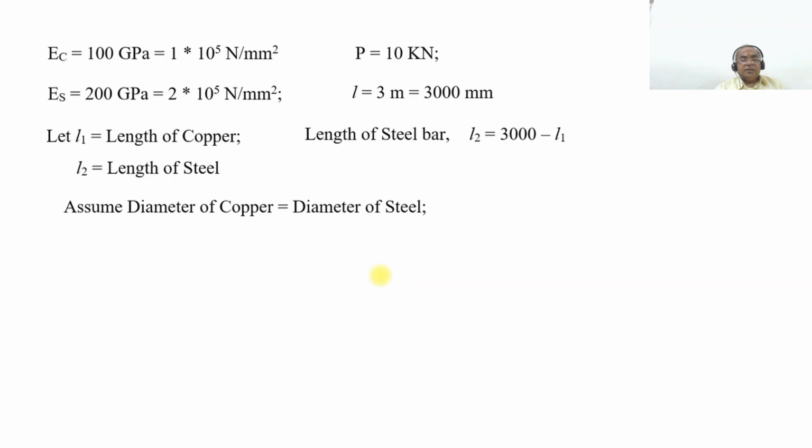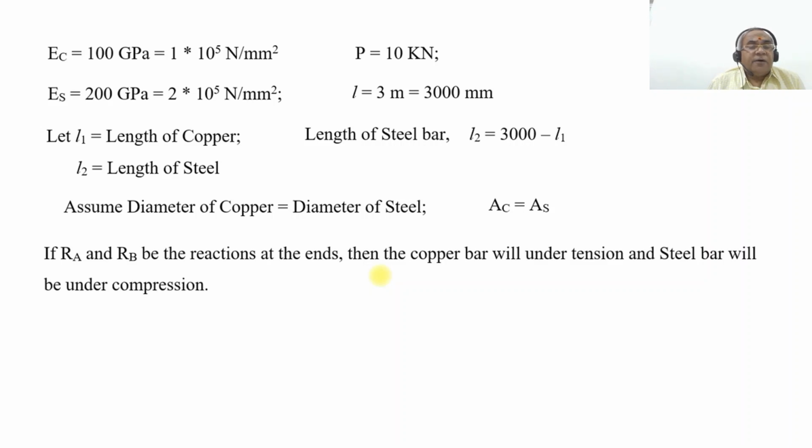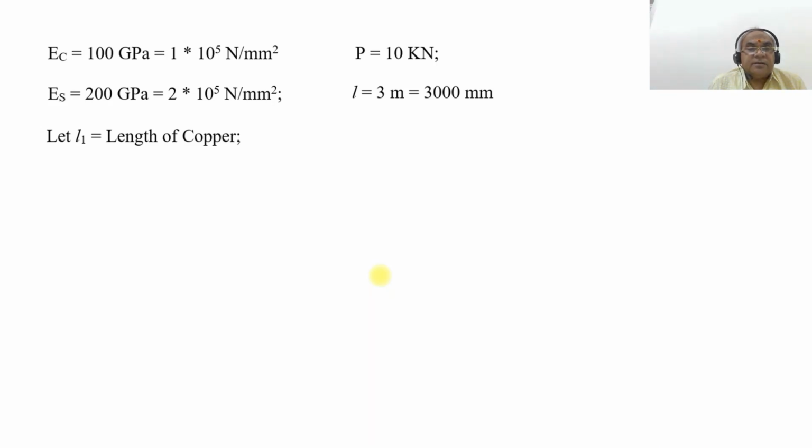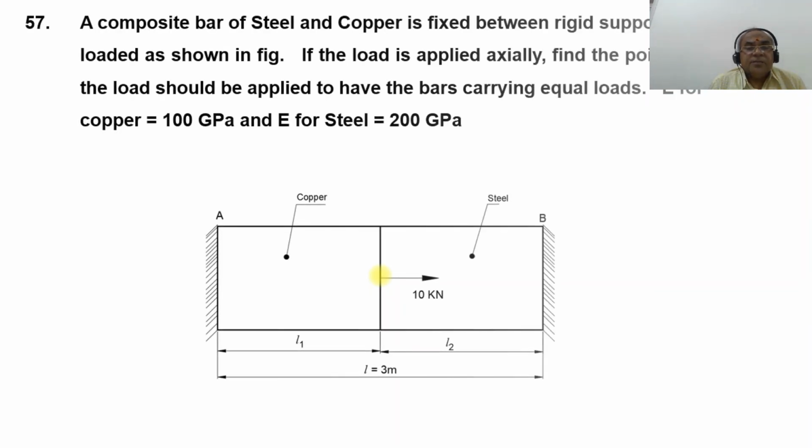So assume the diameter of the copper bar is equal to the diameter of the steel bar, so AC is equal to AS. If RA and RB are the reactions at the ends, then the copper bar will be under tension, and the steel bar will be under compression. So that is what he says.